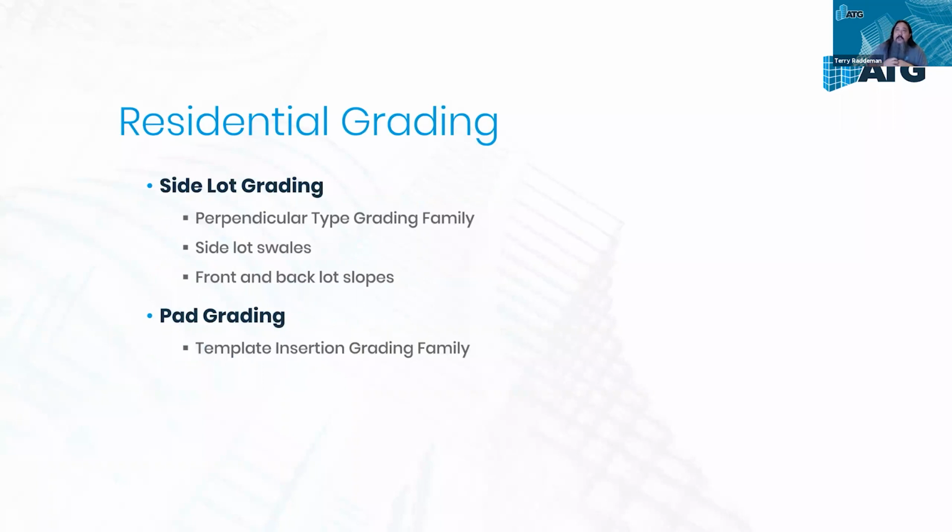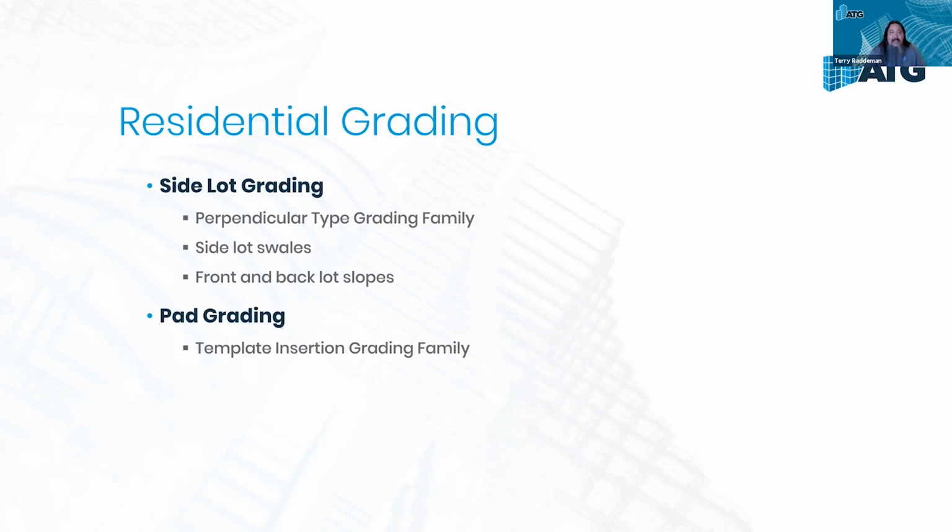All right, so with our side lot grading, we'll be using AutoGrader. There's a couple different families that we use for perpendicular grading or side lot grading. So we'll be using perpendicular grading families. We'll look at our side lot swales and how we develop our perpendicular families and side lots. And we'll look at some other types of slopes based on the lots sloping forward or sloping back.